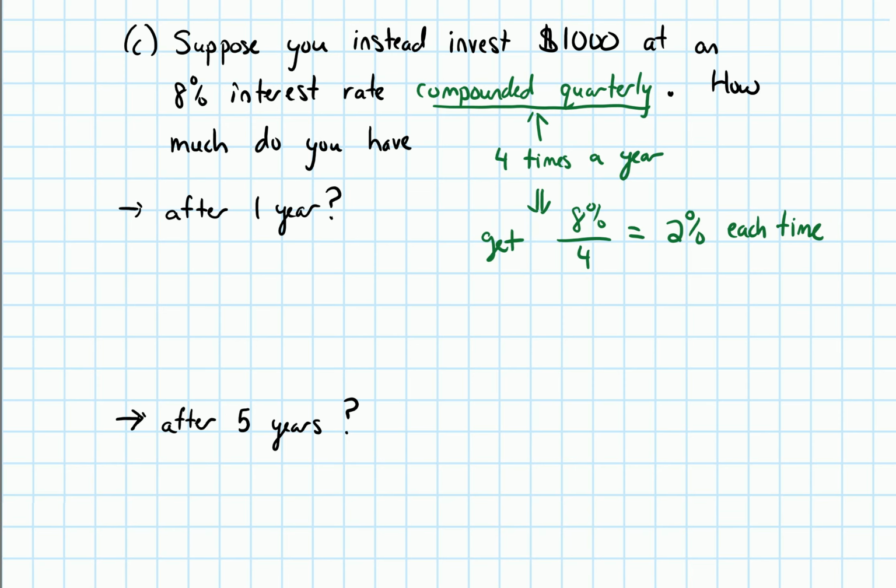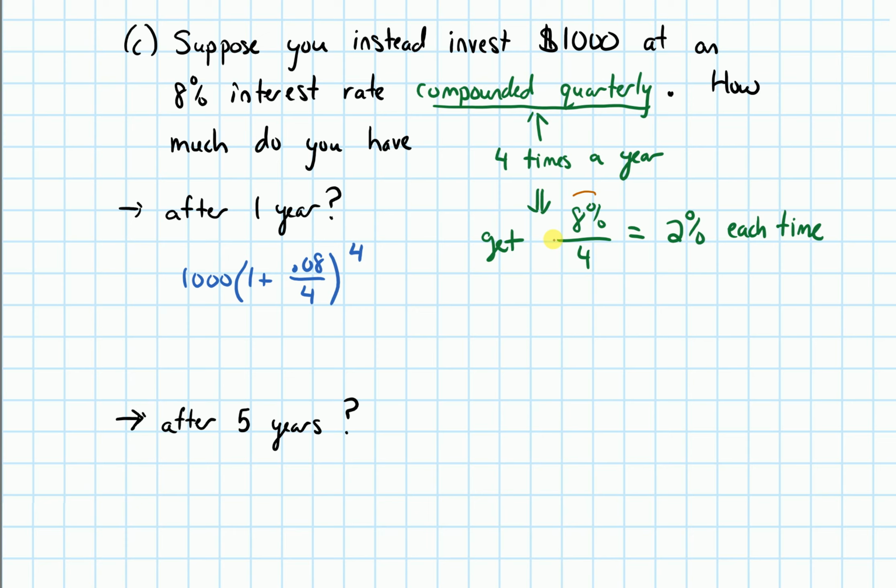Okay, so after 1 year, we would end up with the initial amount that we invest, the 1,000, times 1 plus the interest rate that we're getting. So we're actually getting 0.08 divided by 4 each time. And after 1 year, we will have gotten interest 4 different times, because we're getting interest every quarter, which is 4 times in a year.